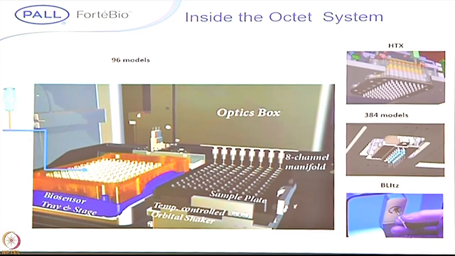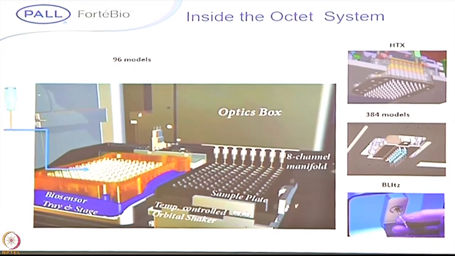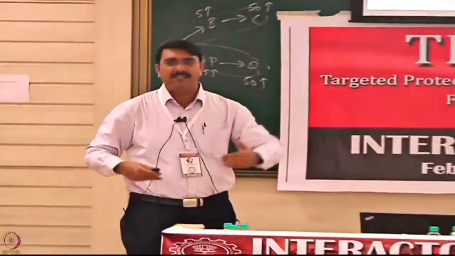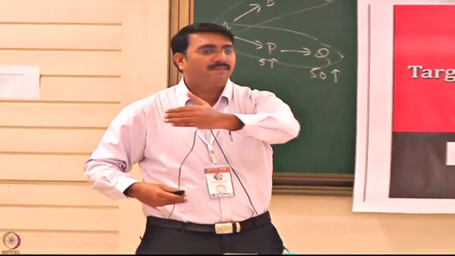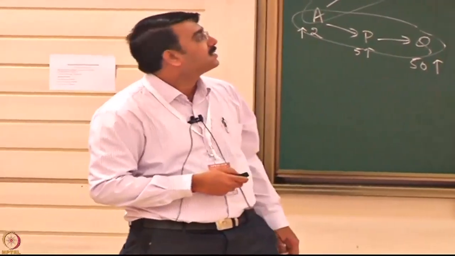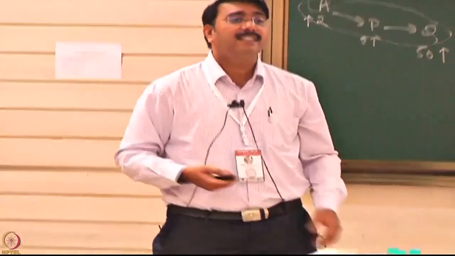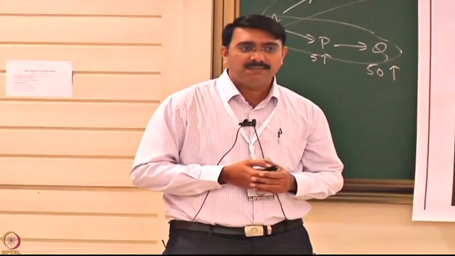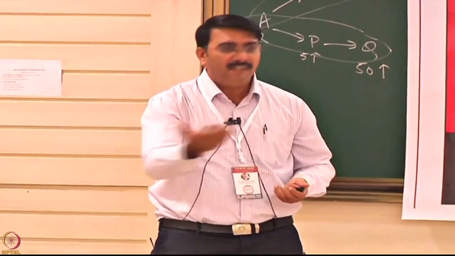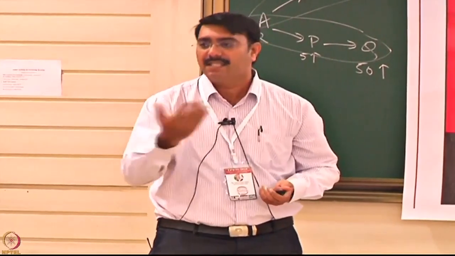What is the difference between SPR and BLI? We don't have any microfluidics here. It works on dip and read. It picks up the sensor and dips into the well. So everything, the reaction, happens at the tip of the sensor. In the case of microfluidic devices like SPR, the flow assists in the binding. But here we have an orbital shaker which assists in the binding.